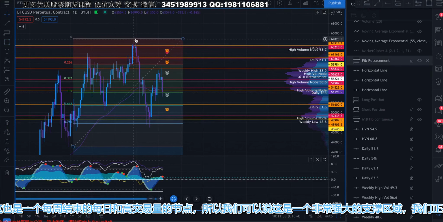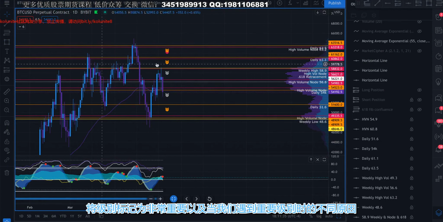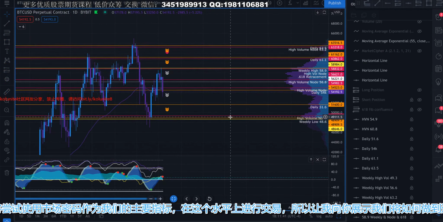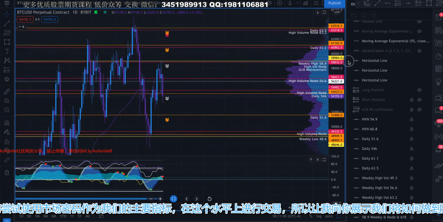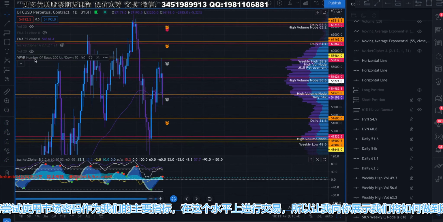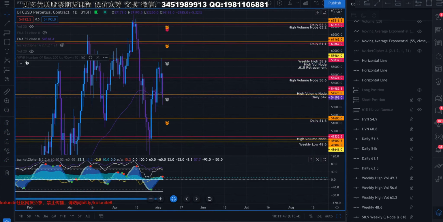And what we're doing is we're just finding different reasons to mark levels as very significant. And when we come across a significant level, we're going to try and take a trade off of that level using Market Cipher as our main indicator. So let me show you how we would kind of do that.